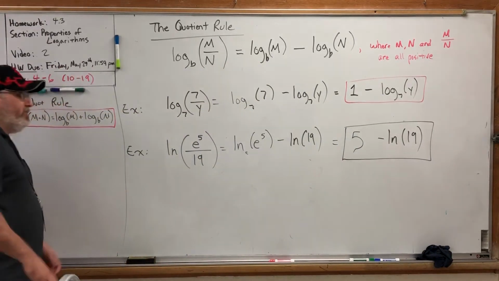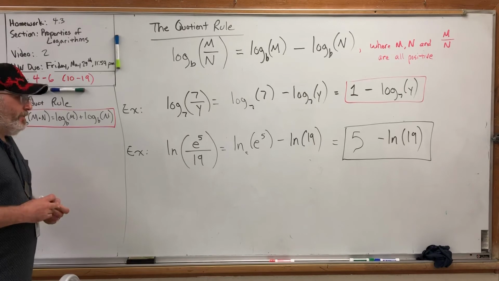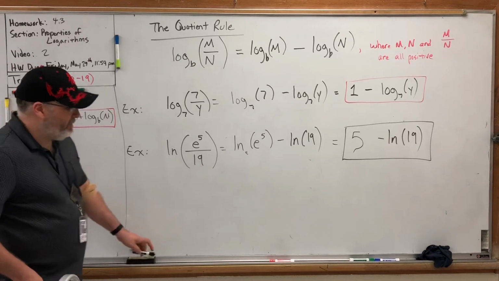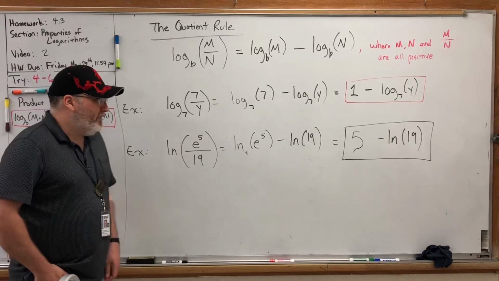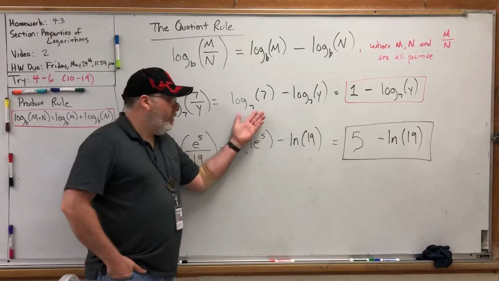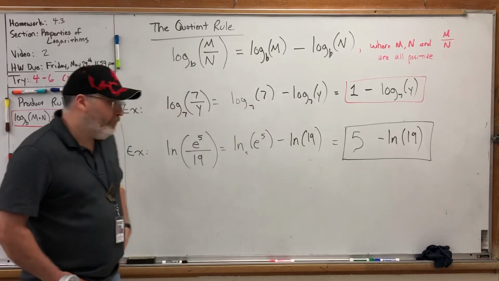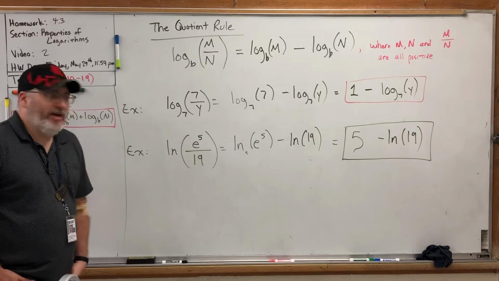So as you can see, the quotient rule on its own really isn't that eventful. It simply says if you have the log of a fraction, you may split it into the log of the numerator minus the log of the denominator, and then if anything else happens after that, so be it.